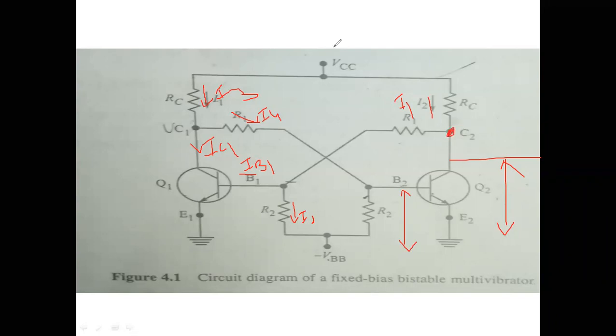How will you get it here? We have VCC, and we know this current. VCC minus the drop across this resistance will be present here. Therefore, VCC minus I1 RC, where I1 is this current. This voltage is nothing but VCE, which we can take as VCE2. VCE2 is nothing but VCC minus I1 RC.